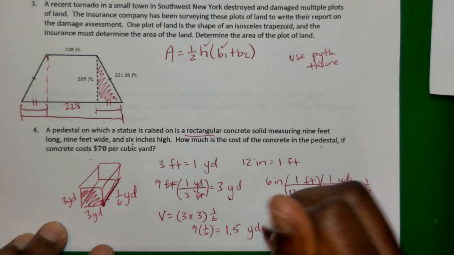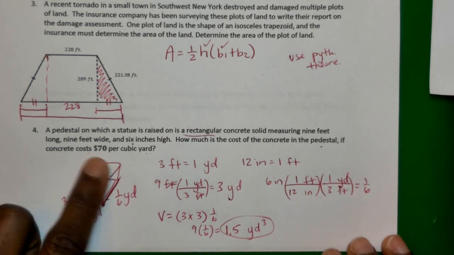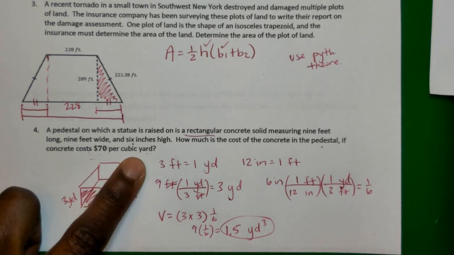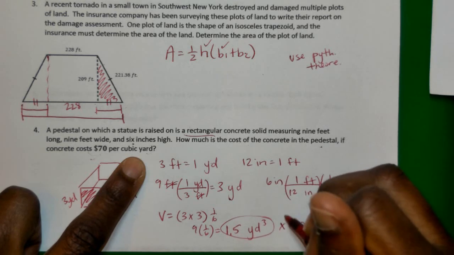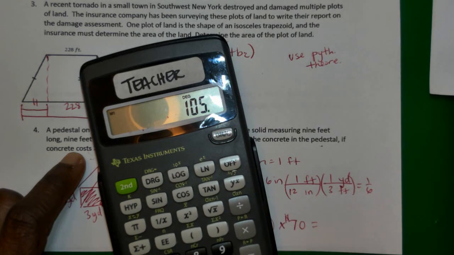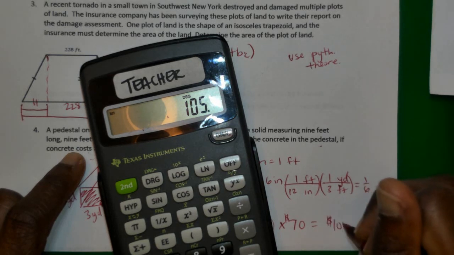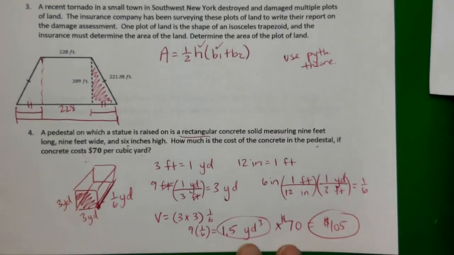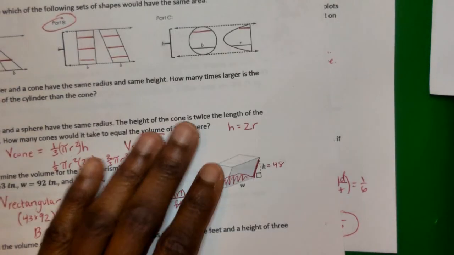That's my volume. And then they want to know what's the cost of the concrete if it costs $70 per cubic yard, so we just times that by $70. And we get that the total is $105. Okay. That's all I'm going to go through for this one because I'm out of time.